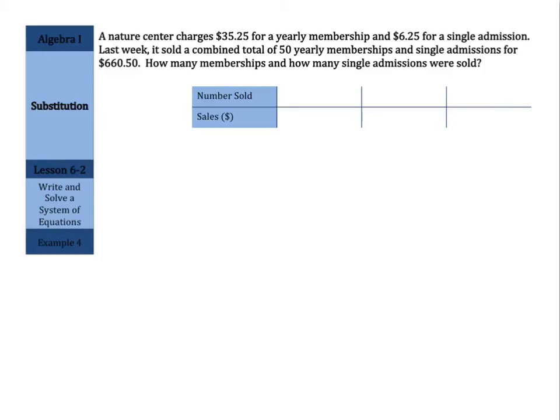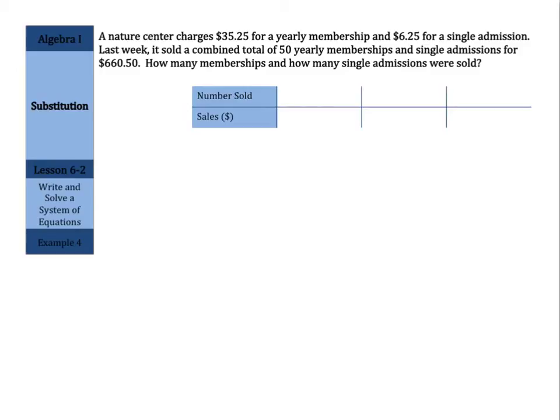Now, a nature center charges $35.25 for a yearly membership and $6.25 for single admission. Last week, it sold a combined total of 50 yearly memberships and single admissions for $660.50. How many memberships and how many single admissions were sold? Well, we can use a table to help set us up to solve a systems of equations question.